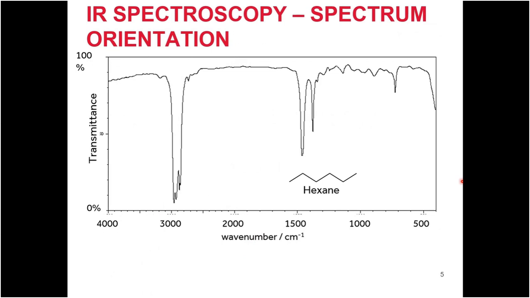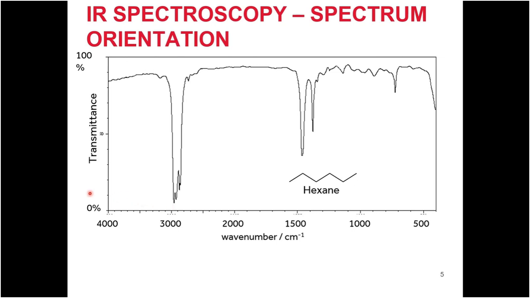Now, this is what an infrared spectrum looks like, and this is the infrared spectrum of hexane. So hexane contains carbon-carbon single bonds and carbon-hydrogen single bonds. And that's it. So on this spectrum, we have the carbon-hydrogen single bonds here, and we have the carbon-carbon single bonds much lower down in the spectrum. But this graph looks a bit unusual.